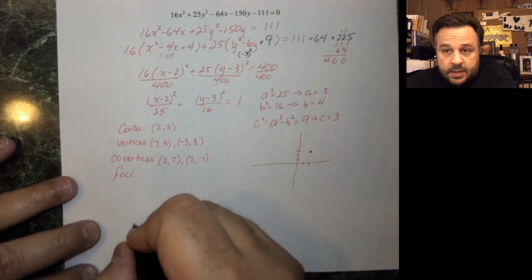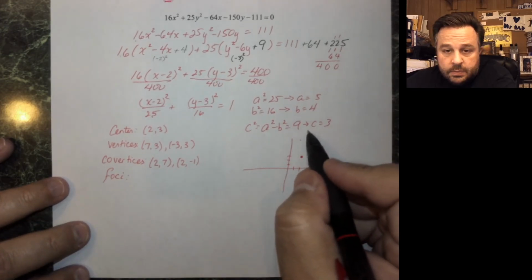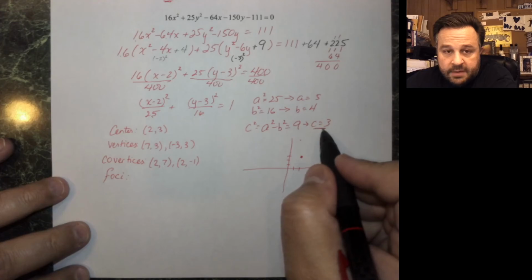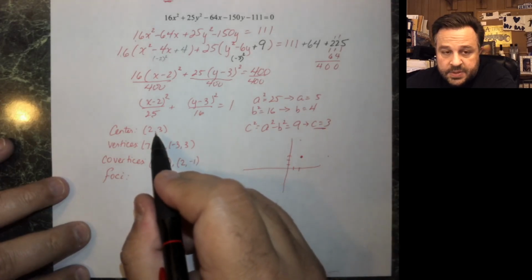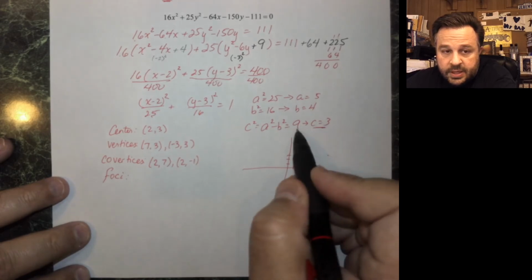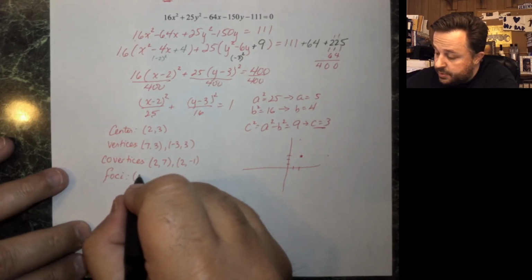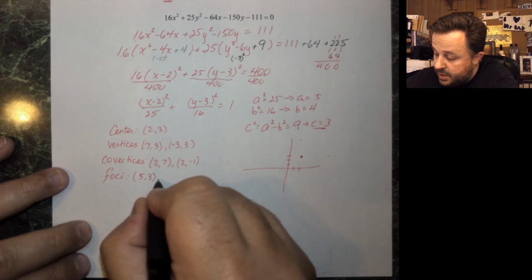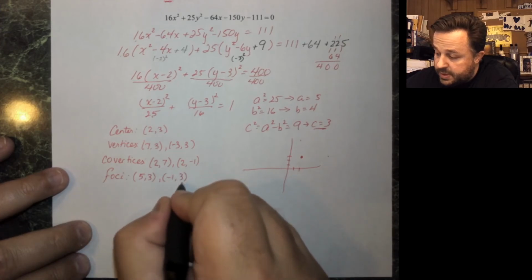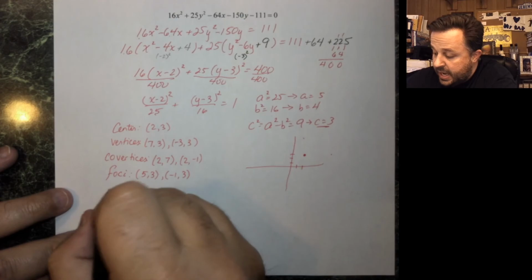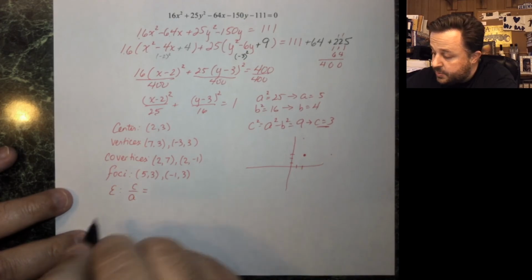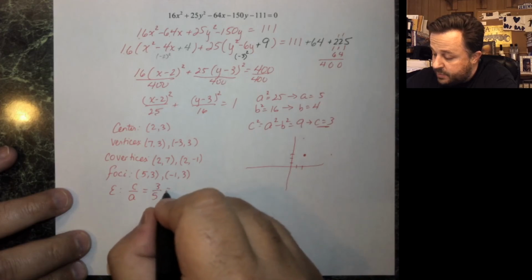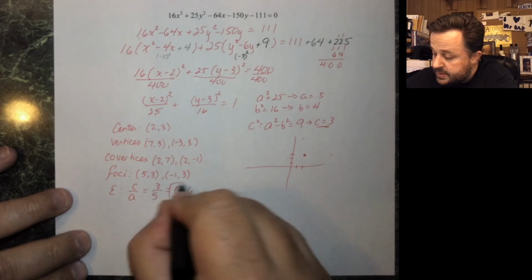My foci are c units away from the center on the major axis. So again, from the center (2, 3), go to the right 3, to the left 3. If I go to the right 3, I get (5, 3). Go to the left 3, I get (negative 1, 3). And then we need the eccentricity, which is just c over a, so we get 3 over 5, which is 0.6.